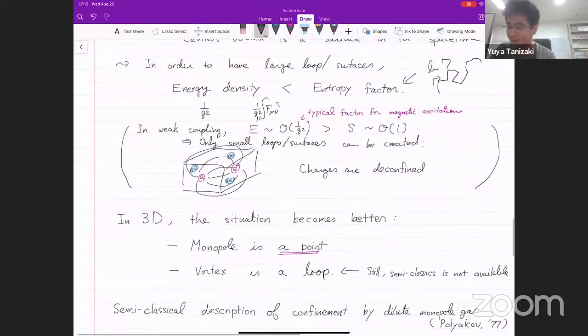But in such a situation, for example in the case of monopoles, the plus monopole and minus monopole should form a bound state with neutral magnetic charge. Then such a vacuum is very transparent to the electric field. So effectively, the interaction between quark and anti-quark is just a Coulomb-type interaction, and all charges are basically deconfined in such a weak coupling regime.